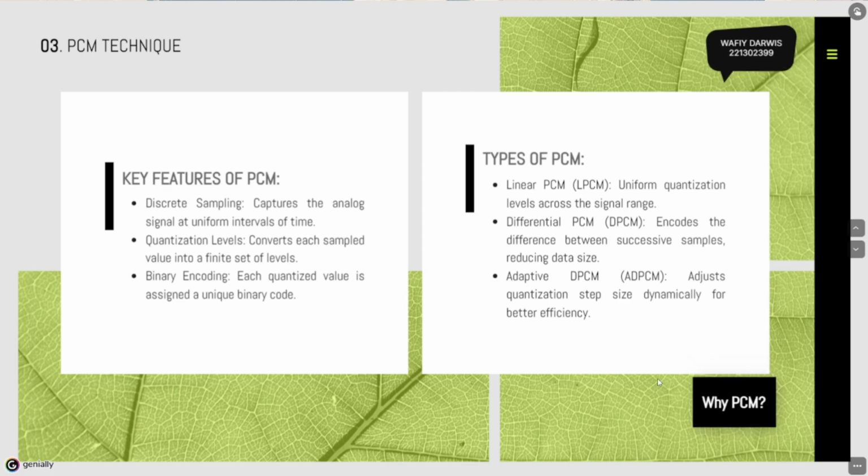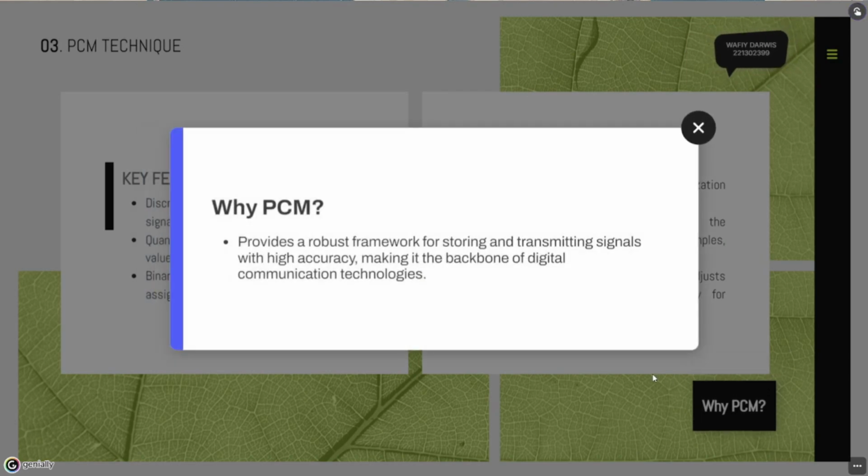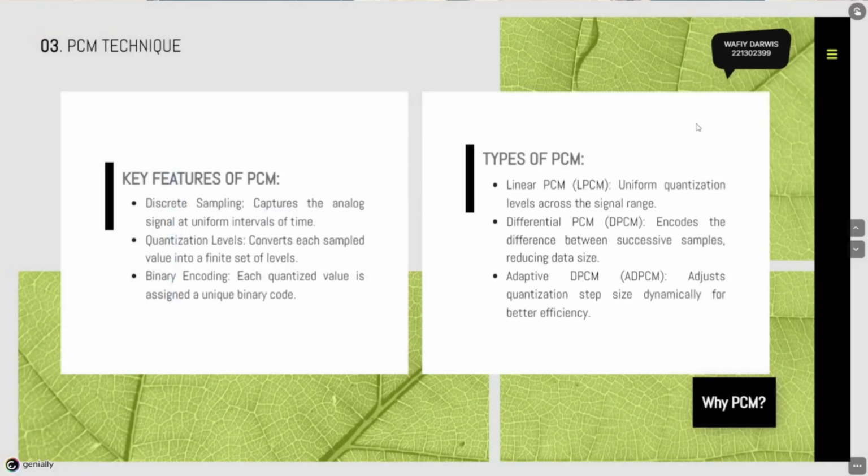So why PCM? It provides a robust framework for storing and transmitting signals with high accuracy, making it the backbone of digital communications technologies.